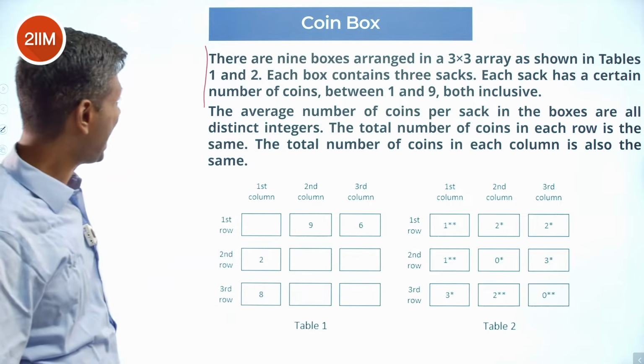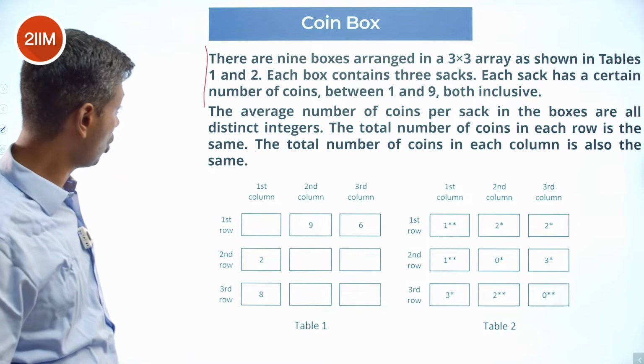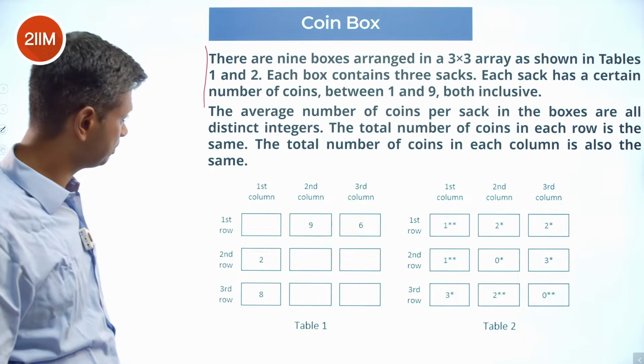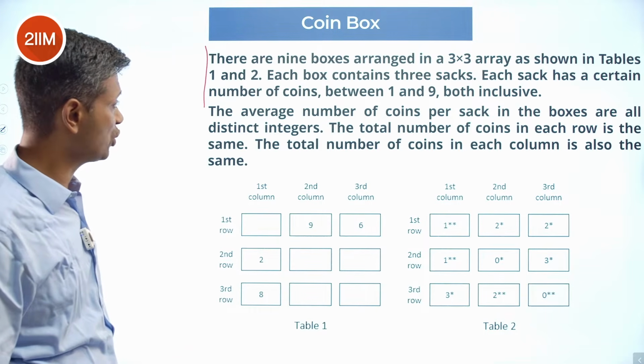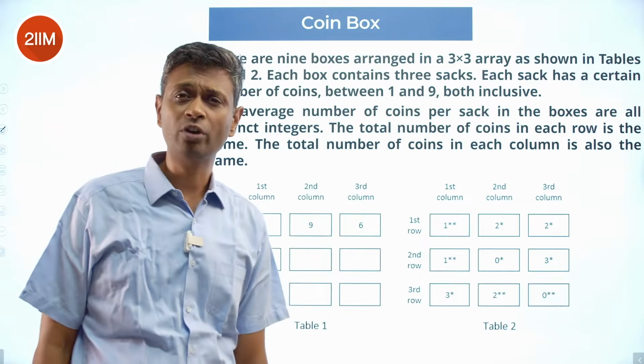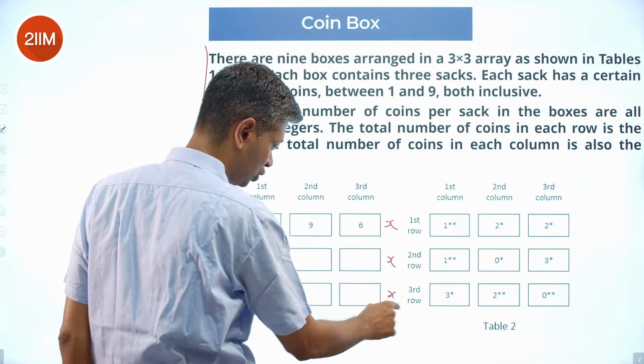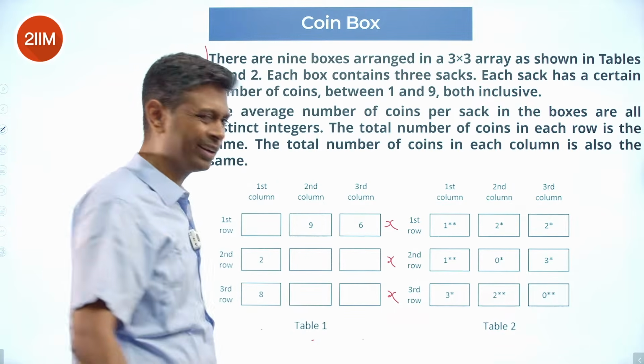And so the average number of coins per sack in the boxes are all distinct integers. The total number of coins in each row is the same. The total number of coins in each column is also the same. So this adds up to x, x, x. Each column is the same, y, y, y.